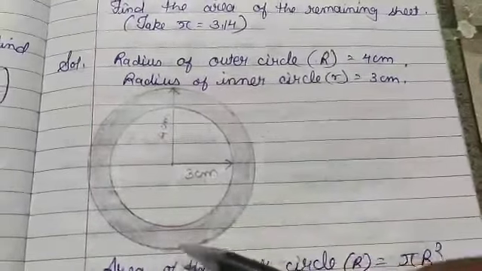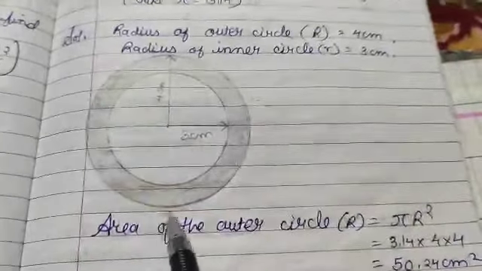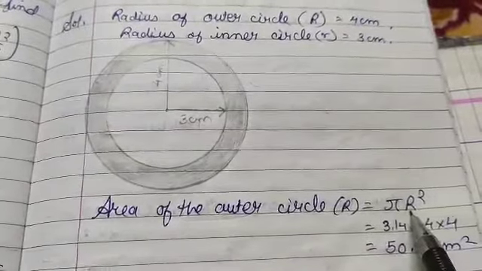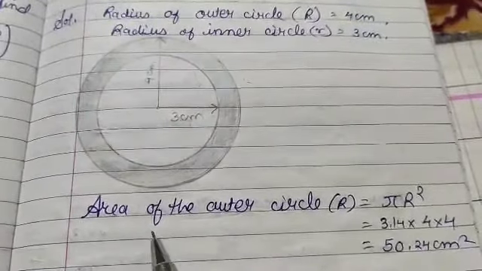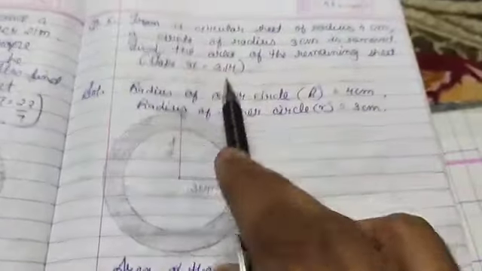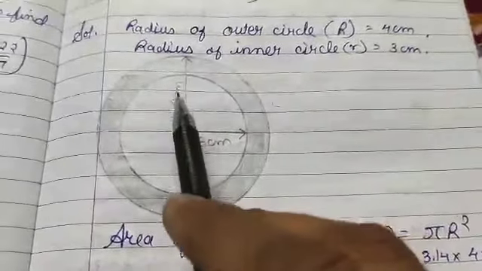Then from the whole circle we subtract. First we will find the area of the outer circle. I have considered the radius of the outer circle as capital R. The formula of the area of a circle is pi r square. The value of pi is given as 3.14, so we have to take 3.14 multiplied by the radius of the outer circle, which is 4 centimeter.